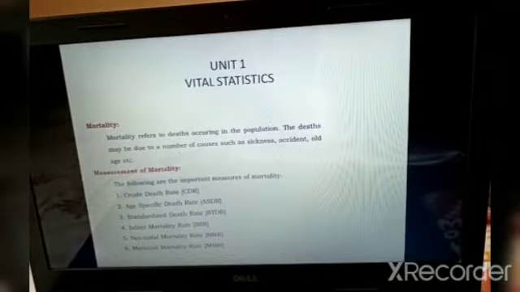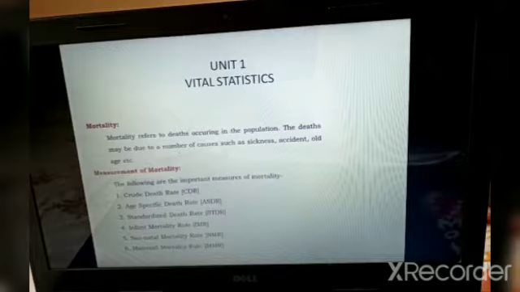Hello students, let's go to the next part of the first unit, vital statistics. The next topic is mortality. Now before going to mortality, let's recall what is fertility. Fertility refers to the births occurring to women of childbearing age. So fertility refers to the births occurring to women.